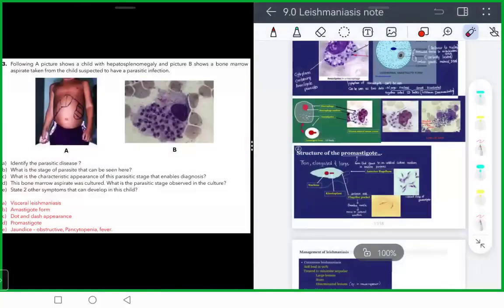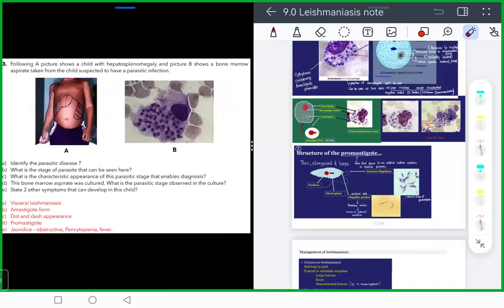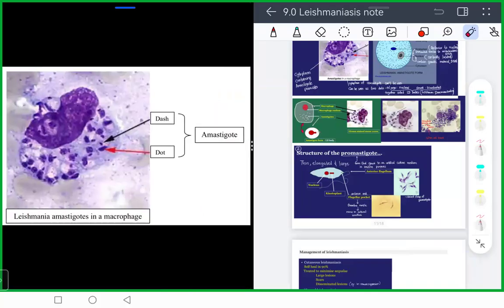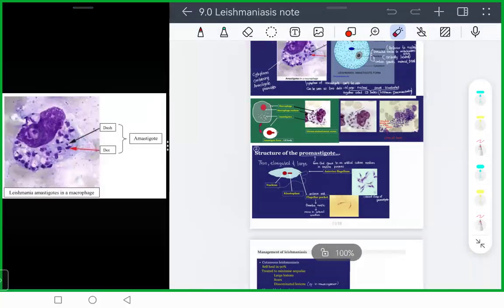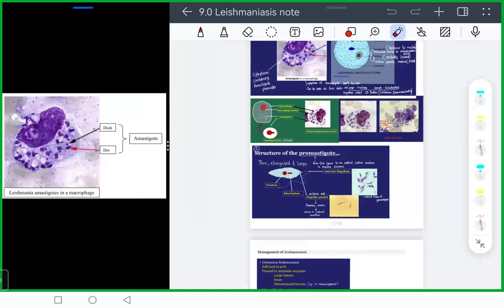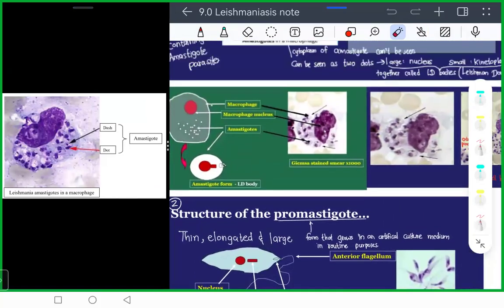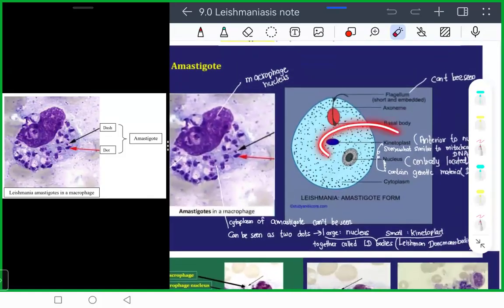And then the next question, what is the characteristic appearance of this parasitic stage that enables the diagnosis? If you can remember, the characteristic diagnostic feature of the amastigote is the dot and dash appearance. The dot represents the kinetoplast of the amastigote, which contains the mitochondrial DNA. This is the kinetoplast, which is also called the dot, and the dash represents the nucleus.